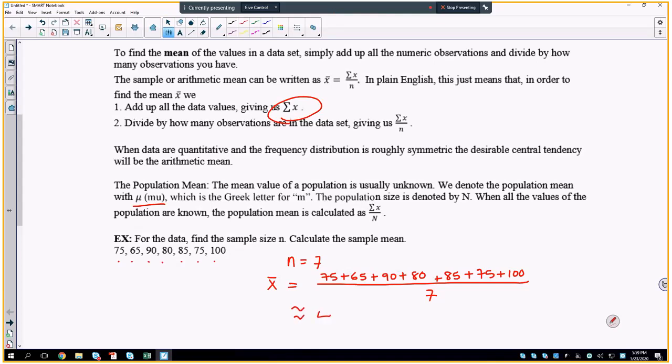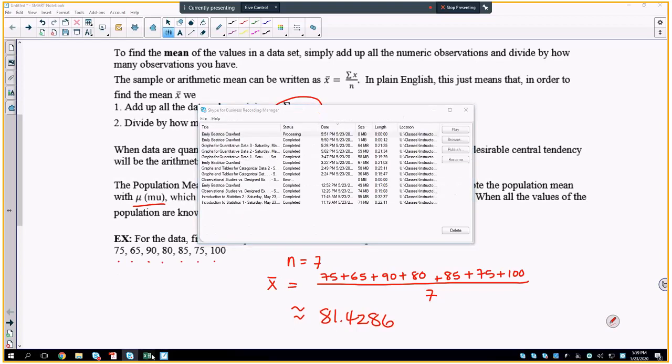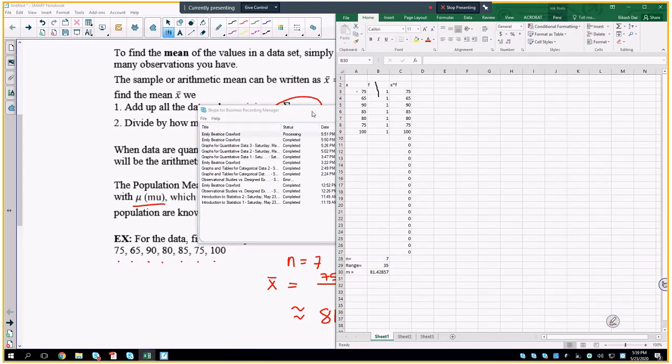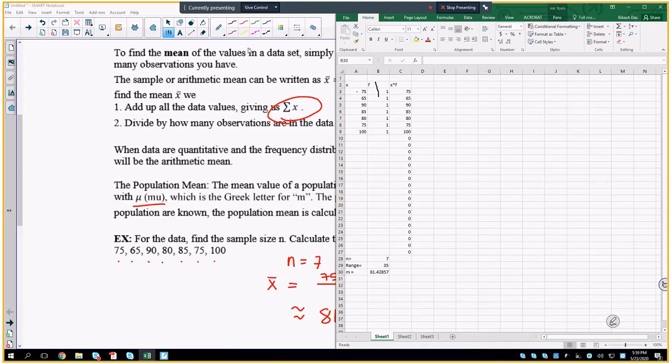X bar is approximately 81.42. And I think it was 86. Right. Okay.